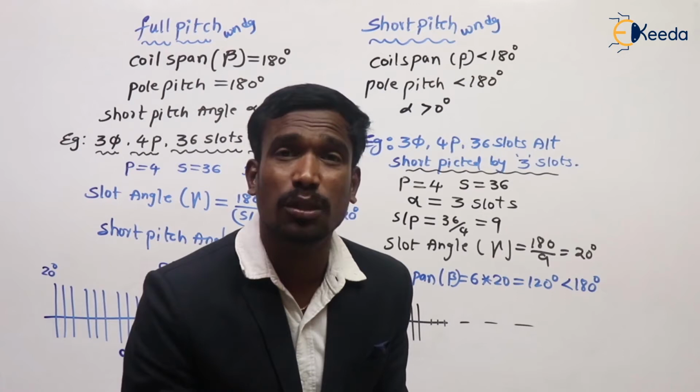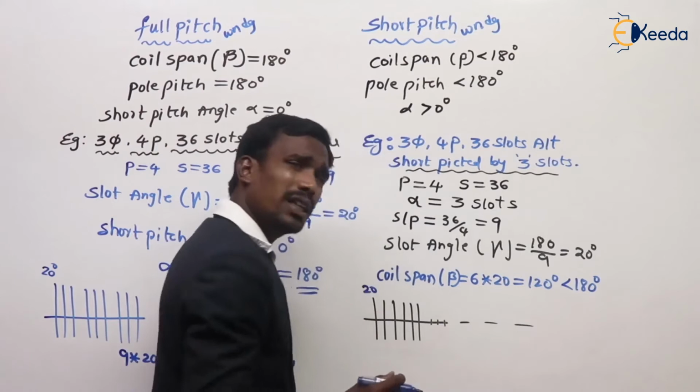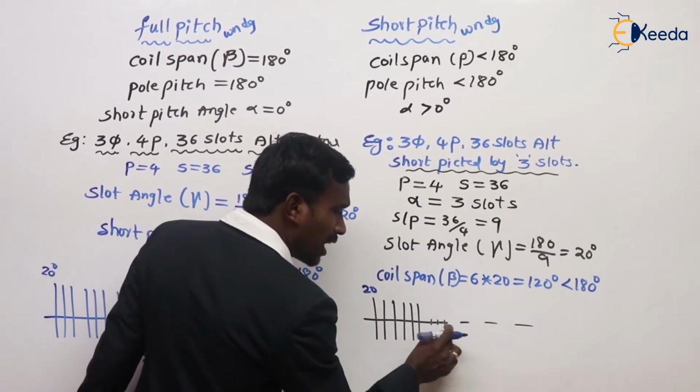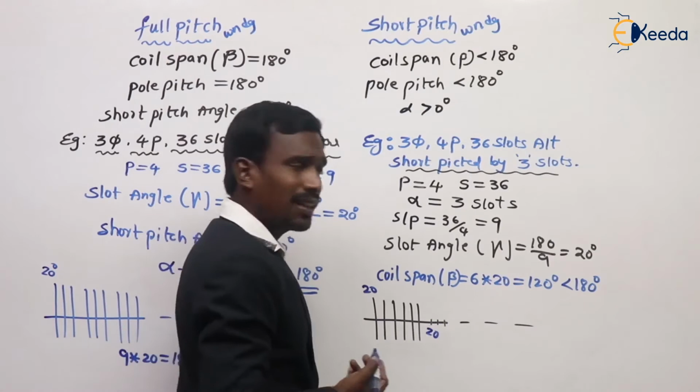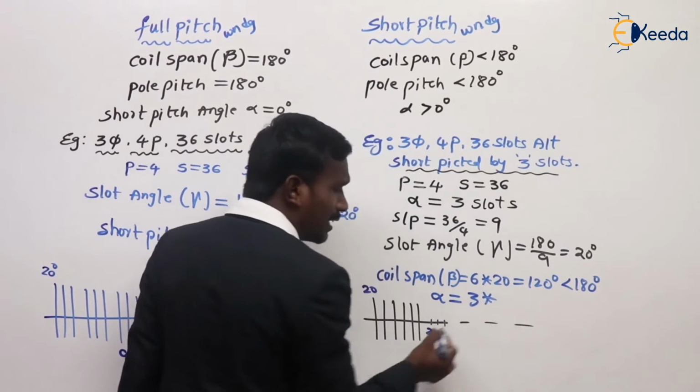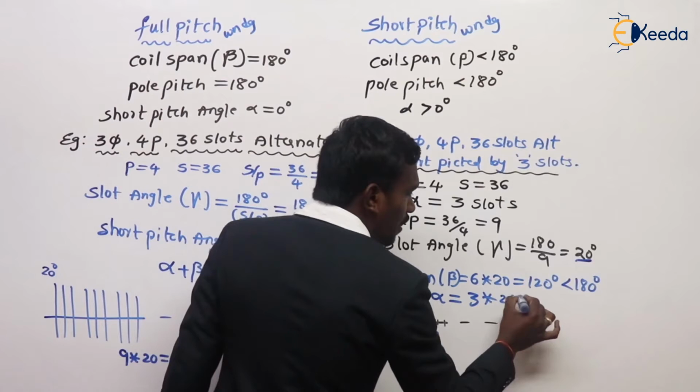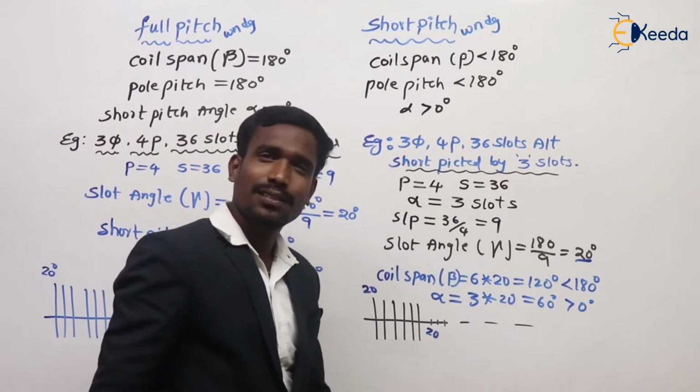Sir, this coil span is 120, where is the remaining 60 degrees? The remaining 60 degrees is short pitched here. We short pitched 3 slots, each of 20 degrees. So the short pitch angle alpha is equal to 3 slots here. Finally, that is 60 degrees, which is greater than 0 degrees. This is the short pitch angle.